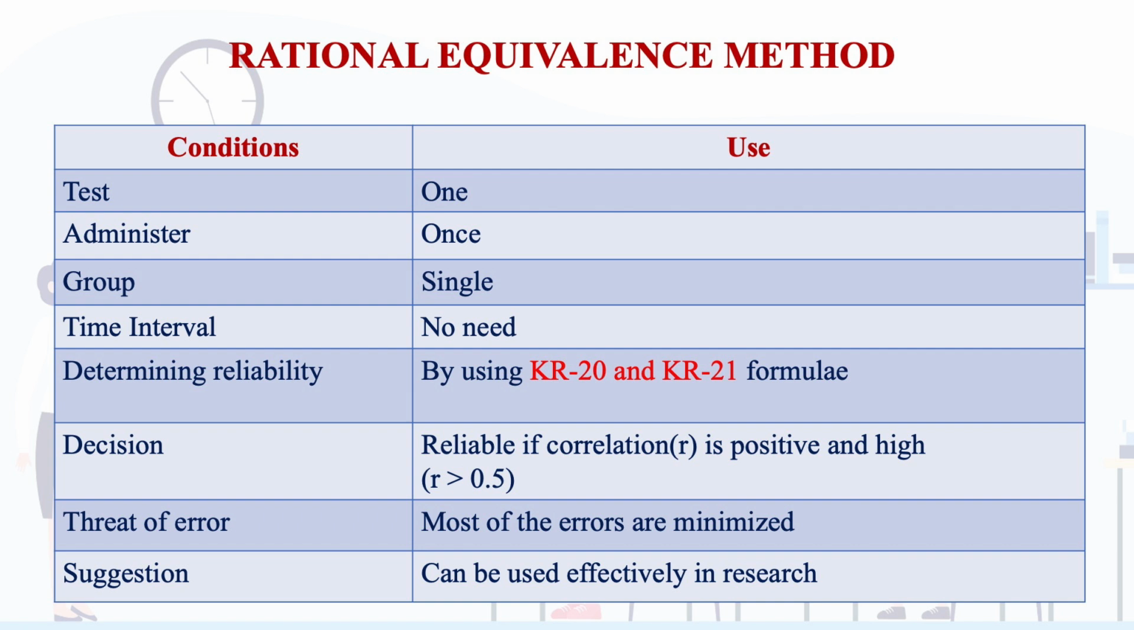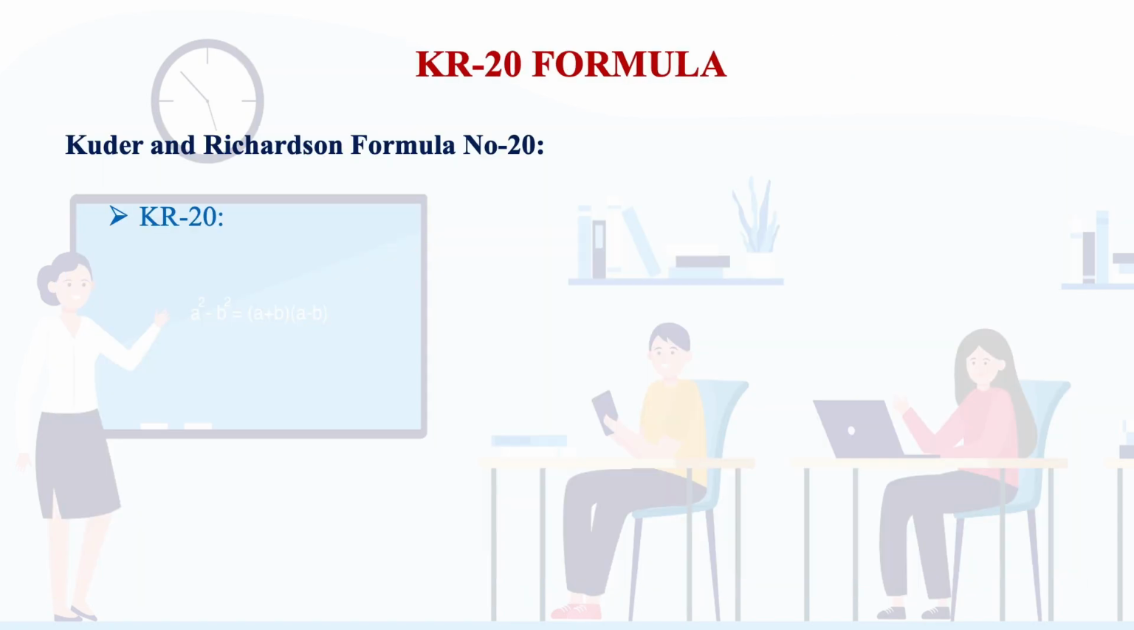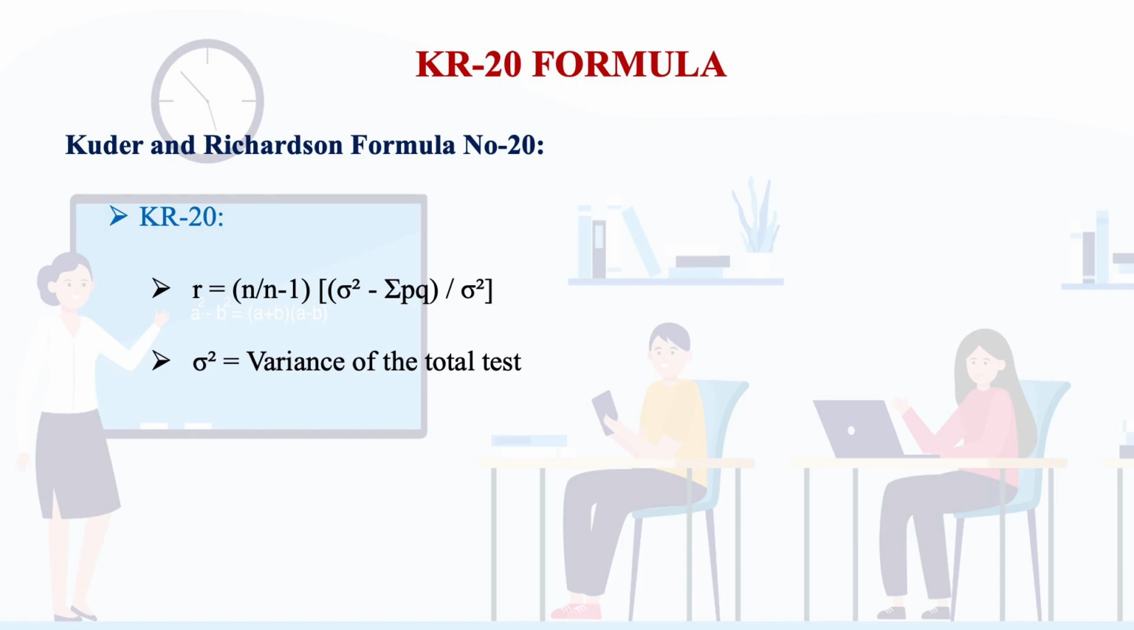Now let us try to understand these two formulas. First, the Kuder and Richardson formula number 20, called the KR20 formula. Here you see the formula: R, the reliability coefficient, is equal to n upon n minus 1, where n is the number of items in the test. If the number of items is 50, then 50 upon 50 minus 1; if it is 100, then 100 upon 100 minus 1. Then into the square of the standard deviation minus the summation of PQ, upon the square of the standard deviation. So friends, the square of the standard deviation is called the variance.